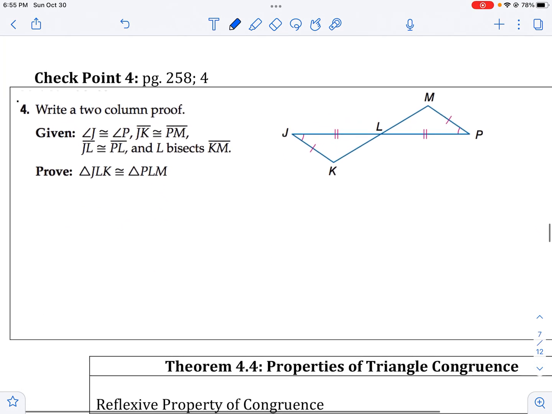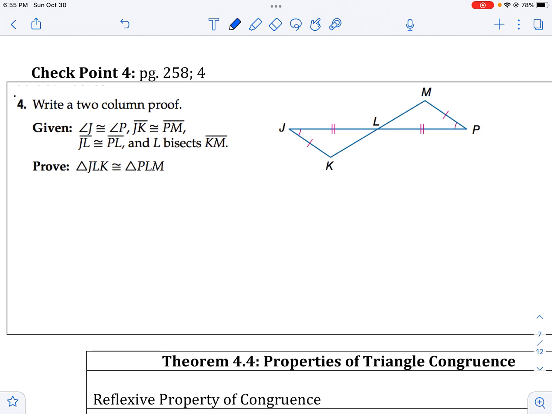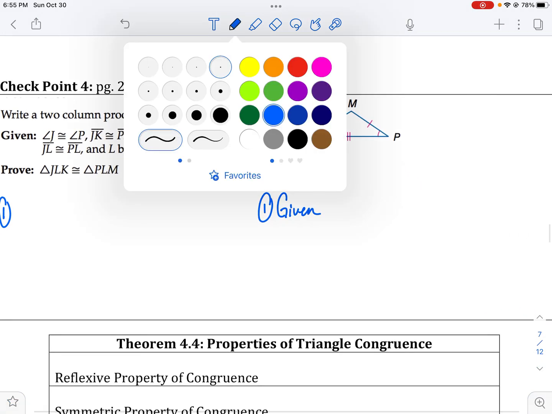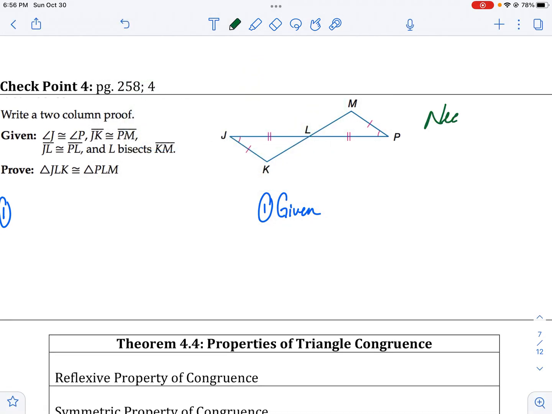I was given all of these parts are congruent. I need to prove that the triangles are congruent. So I would copy down my given statements, and let's take a look at what it is that I still need. I need an angle. What's not marked? These angles K and M are not marked. So angle JKL should be congruent to PML.